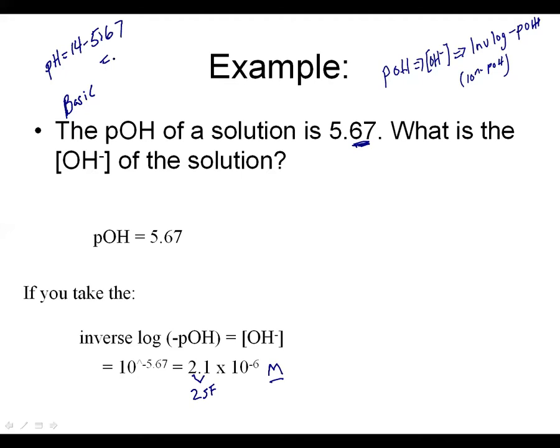So if we take 14 minus 5.67, that gives us 8.33, which is a basic pH. So remember, you want to look at the pH, not the pOH, when you're trying to determine is it acidic, basic, or neutral. Any questions on those there?